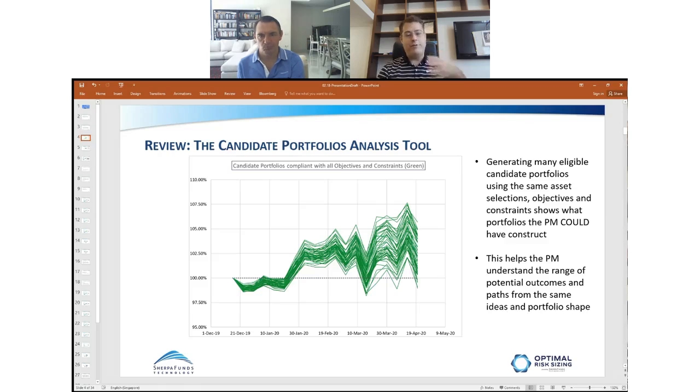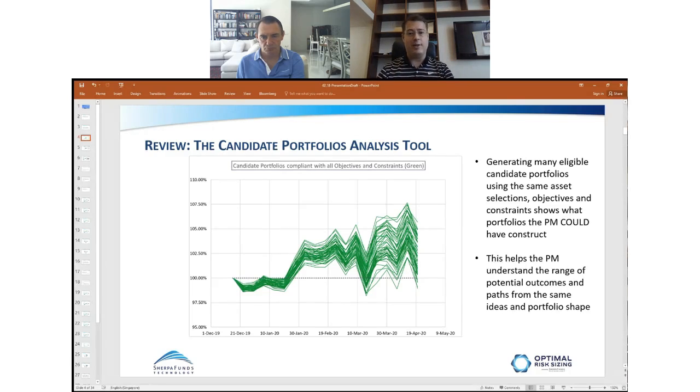Today we're going to talk about a new framework using our candidate portfolios analysis to show how you can quantify this. As a simple review, the candidate portfolio analysis involves generating a large number of eligible portfolios that use the same asset selections, the same ideas, the same alpha input, the same portfolio shape definition, and the same objectives and constraints, to show the spread of possible outcomes. This helps a PM understand, for how I've set up my problem and what my views are, what could I have done? Previously we've discussed this mostly in the context of looking at it after the fact, to say, how good was my asset selection?